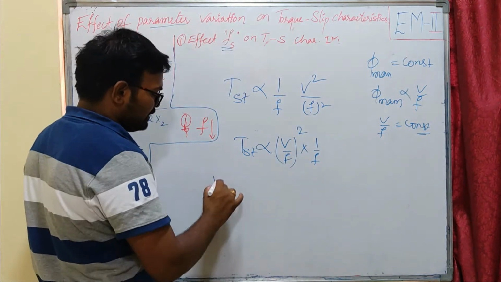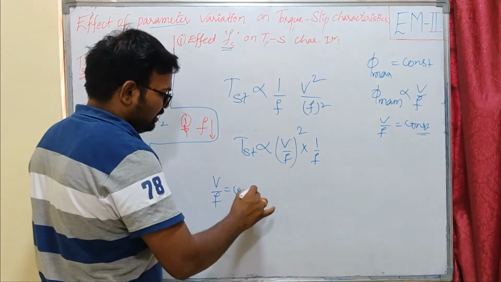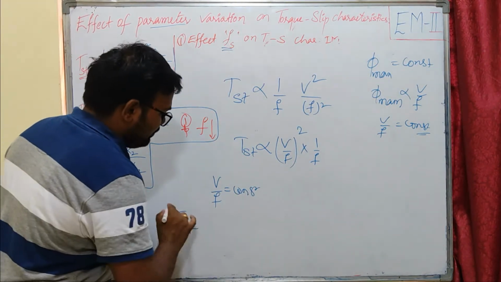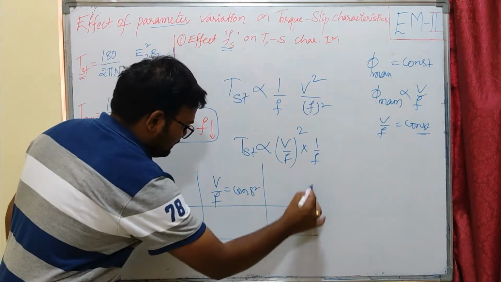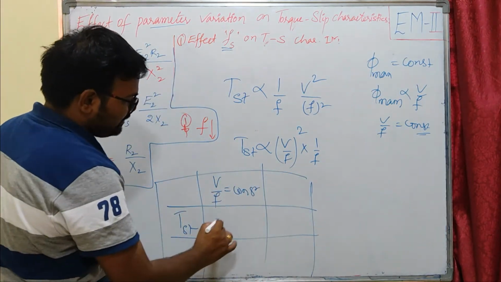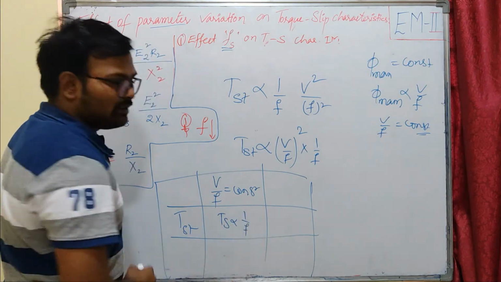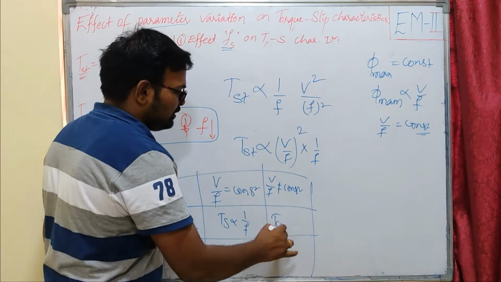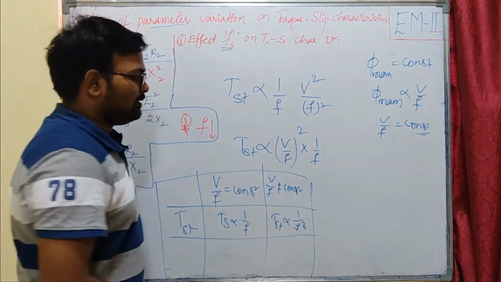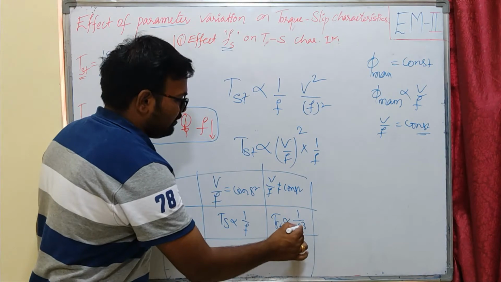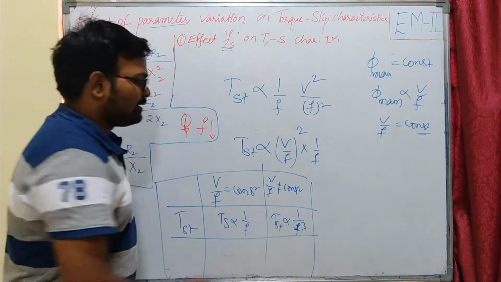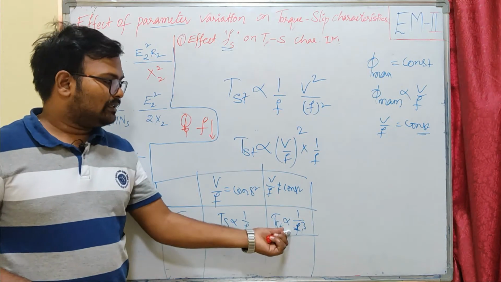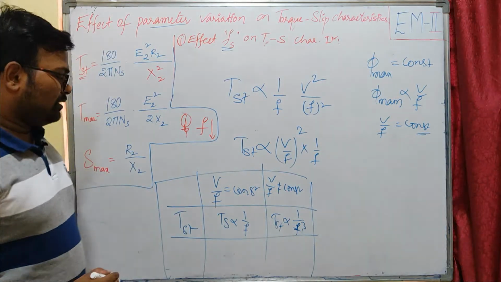That means if V by F is constant, our starting torque is proportional to 1 by F. If V by F is constant, our starting torque is inversely proportional to frequency. If V by F is not constant, our starting torque is proportional to 1 by F cube. That means 3 times its initial value. Our starting torque is inversely proportional to F if the V by F ratio is maintained constant. If it is not maintained constant, the starting torque will be inversely proportional to F cube.